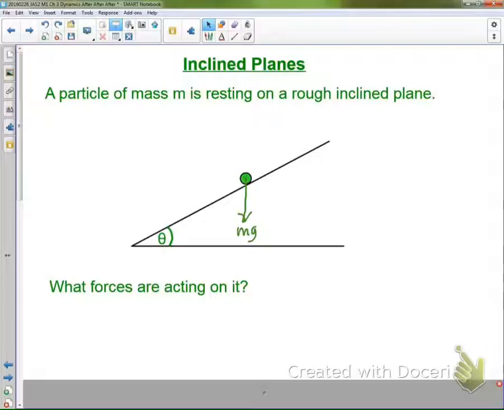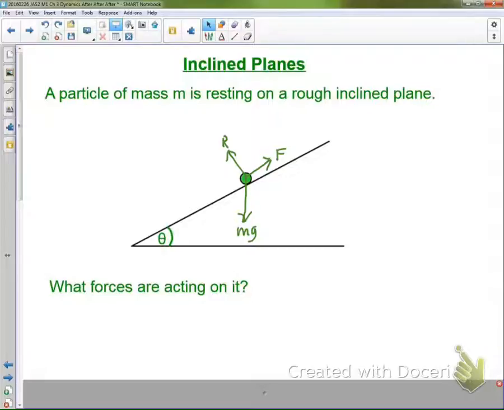We have the reaction force stopping it from falling into the plane. And because it's a rough inclined plane, we have friction stopping it from sliding down. So now we know which forces are acting on it, and these are typically the forces that we'll have to consider in most inclined plane problems.